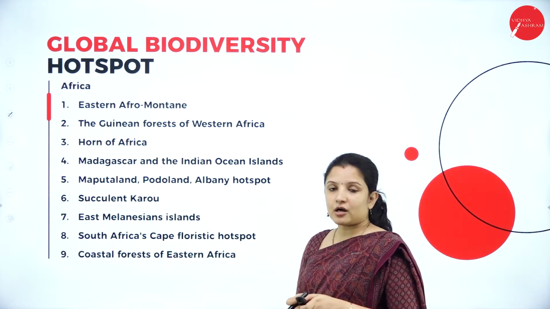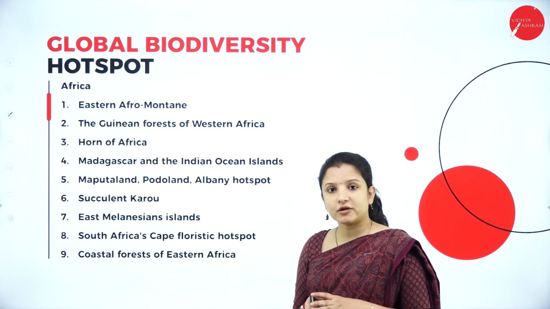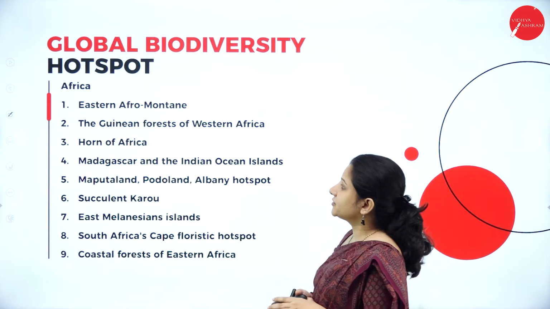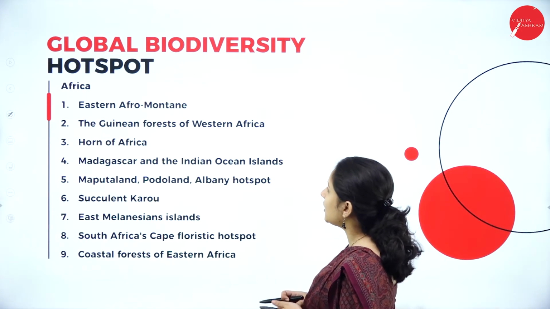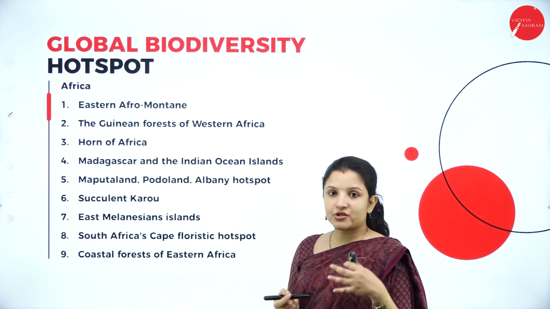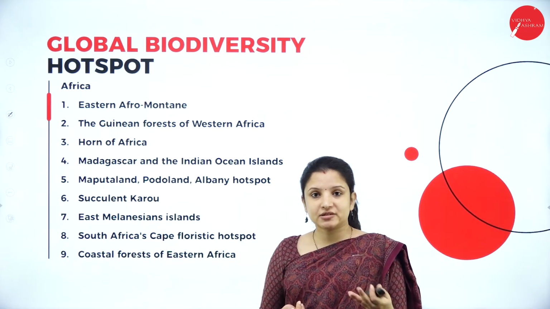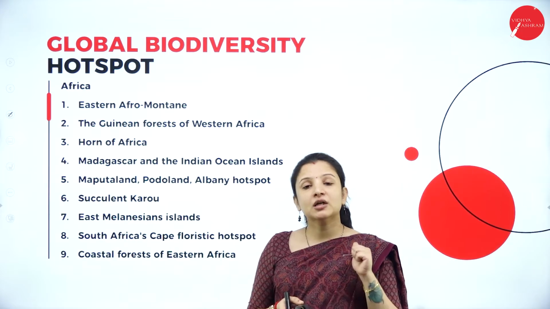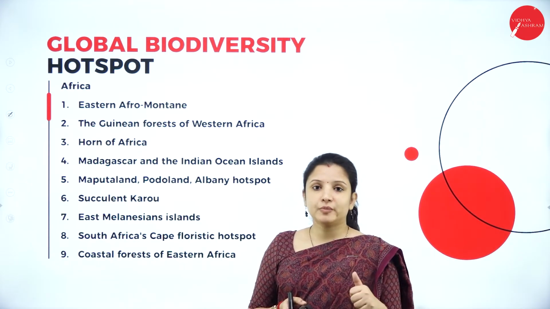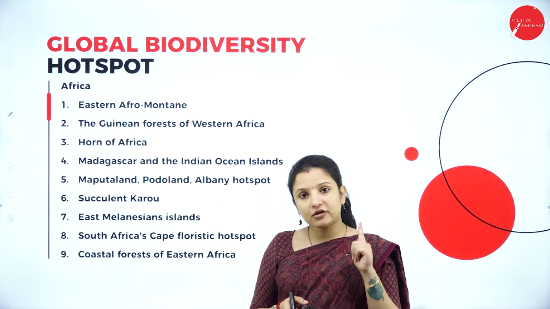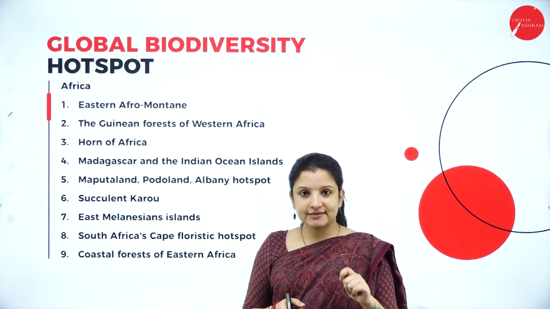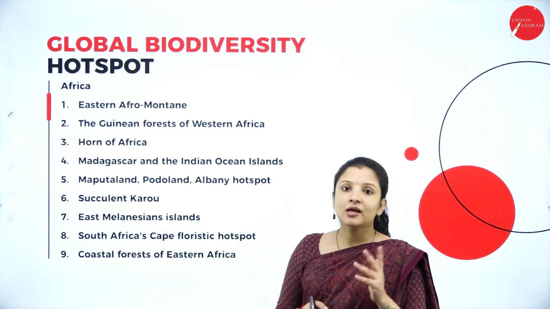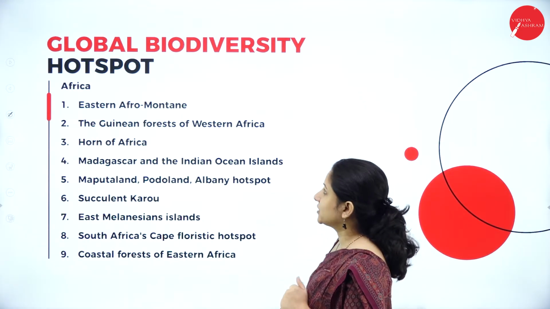So next, talking about the global biodiversity hotspots in the whole world. Here we have a global biodiversity hotspot, that is in Africa. There are different regions which are considered to be biodiversity hotspots. Why do they consider it a biodiversity hotspot? Because a lot of endangered species will be growing there, and also a lot of endemic species will be present there, which are found nowhere else in the world. So that is why they are considered as biodiversity hotspots.